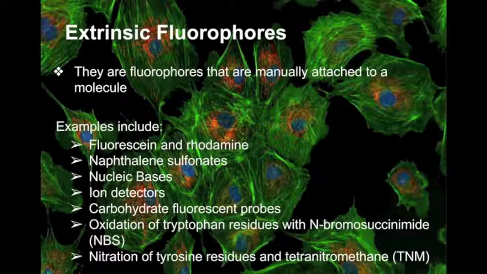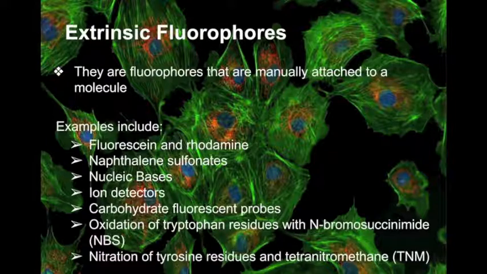Fluorescein and rhodamine covalently bond to cysteines and lysines of proteins. Naphthalene sulfonates bind covalently to proteins and are used to follow their conformational changes. Nucleic bases, such as purine and pyrimidine and guanidine bases, are fluorescent, guanidine being the strongest of the three. Their fluorescent lifetime is weak, and they are polar as well.